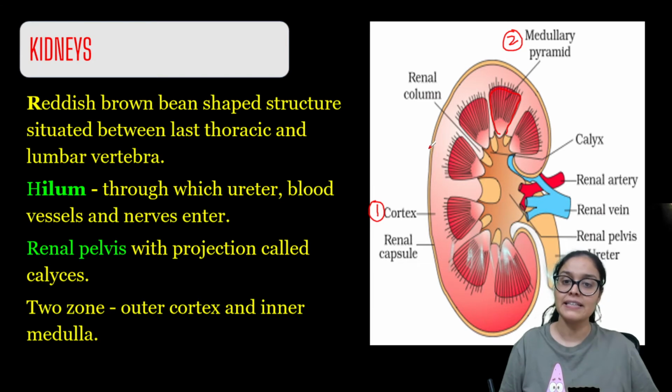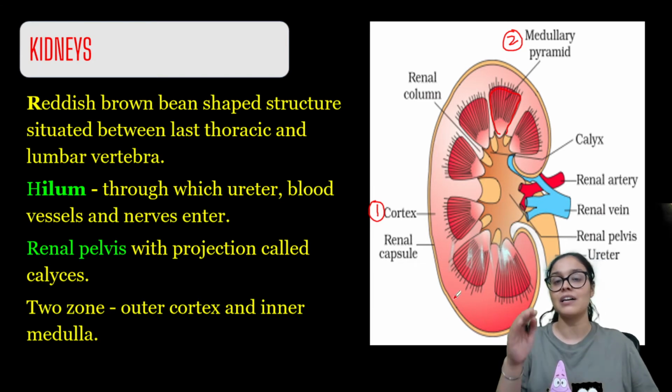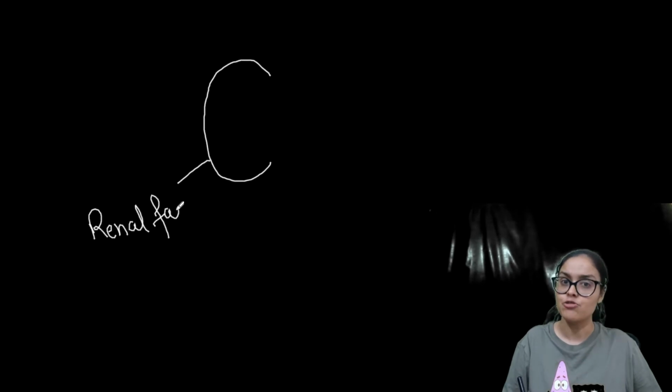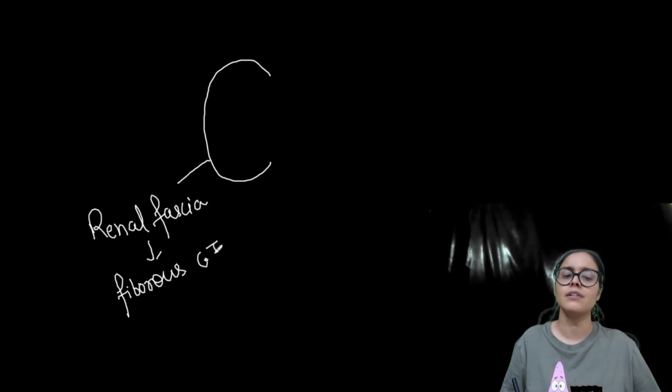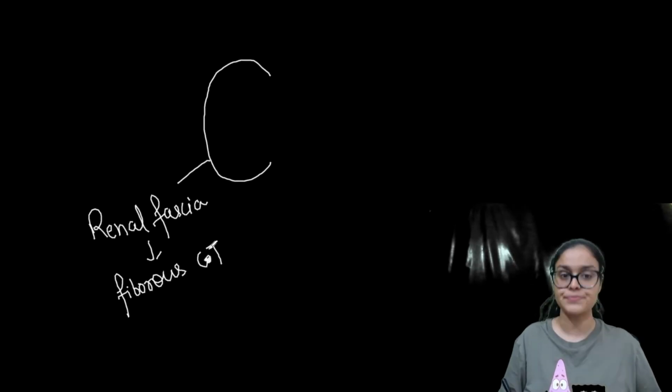And obviously the kidney has protective coverings also. When we see the structure of the kidney, it has protective structures. The outermost covering of the kidney is known as the renal fascia. Renal fascia is made up of connective tissue, right? It is made up of fibrous, irregular connective tissue. CT is connective tissue.